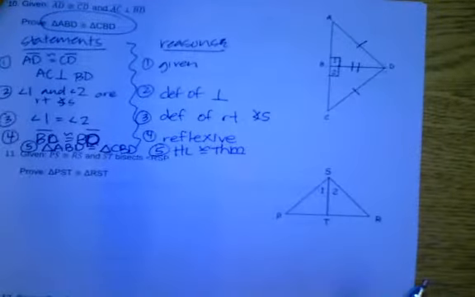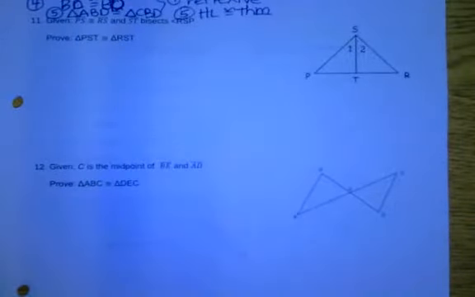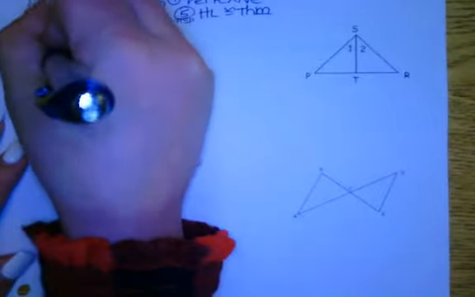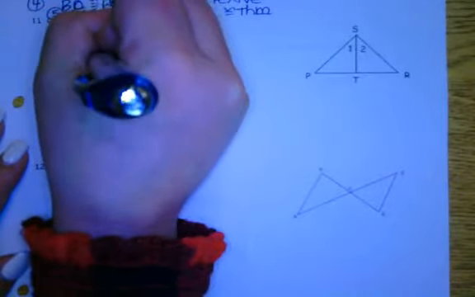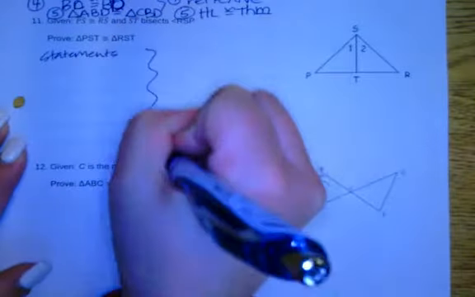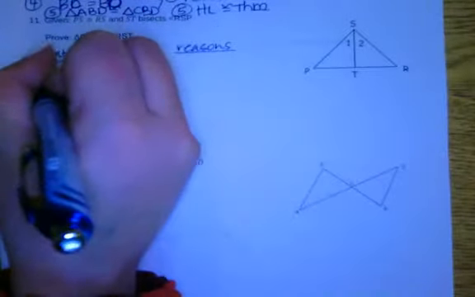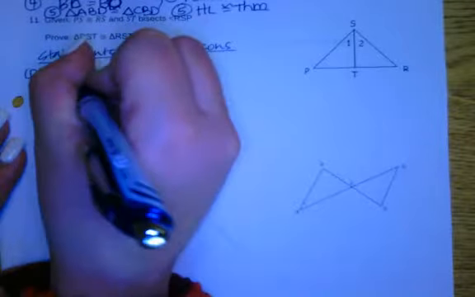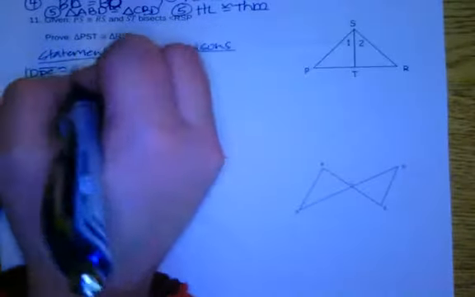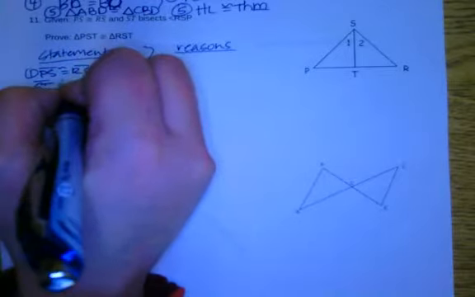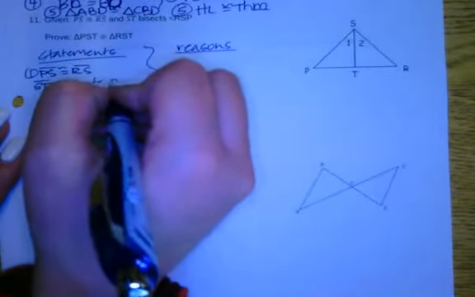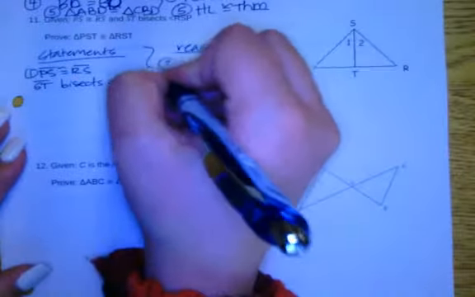11. Statement. 2 more. Hang in there. Reasons. PS is congruent to RS, and ST bisects RSP. So PS congruent to SR, and if ST bisects RSP, what does that tell you?